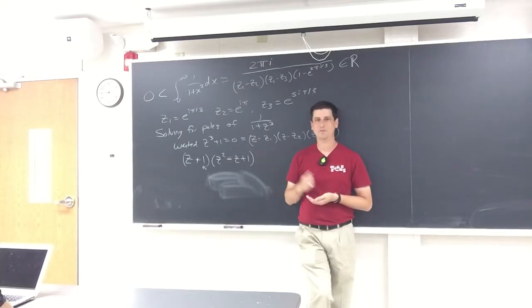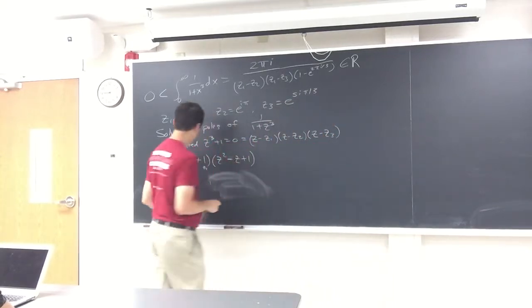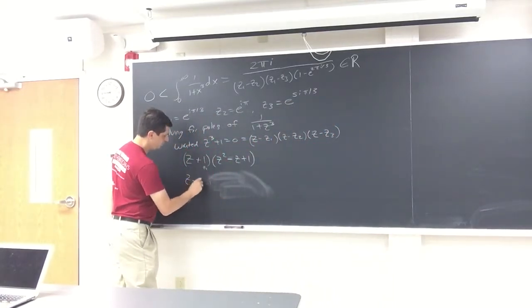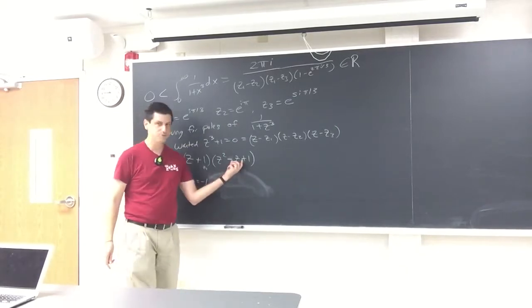Or you can go to a program like Mathematica and just have it factor the polynomial. A lot of times it will do stuff like this. All right, so we've got one root. So we have the root z2 equals negative 1. How do we find the roots of this?